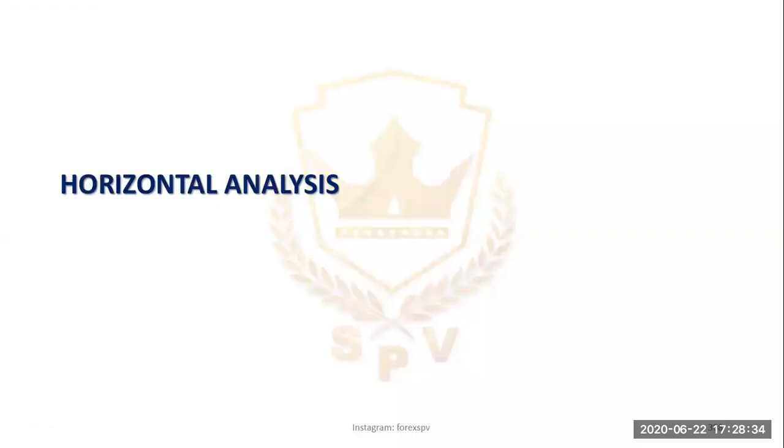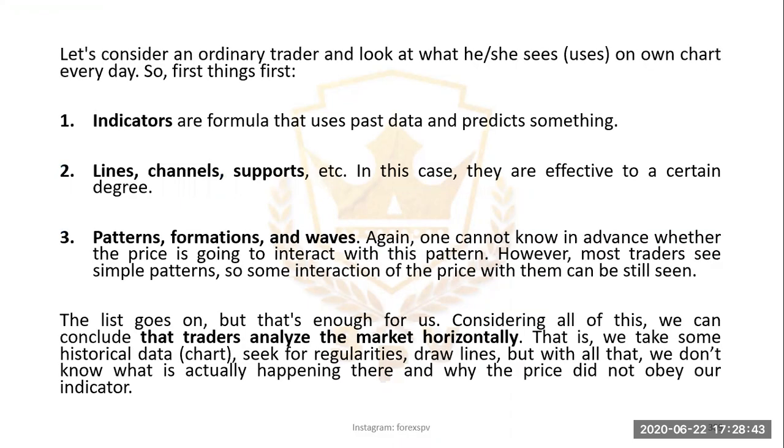Okay, on the analysis, we'll learn horizontal analysis and vertical analysis. On the part of the horizontal analysis, let us consider an ordinary trader, and look at what he or she uses or sees on his own chart every day. You use the indicators, and indicators are simply formulas that use past data to predict the future. And you use the lines, channels, areas of support, areas of resistance. And in this case, they are effective to a certain degree.